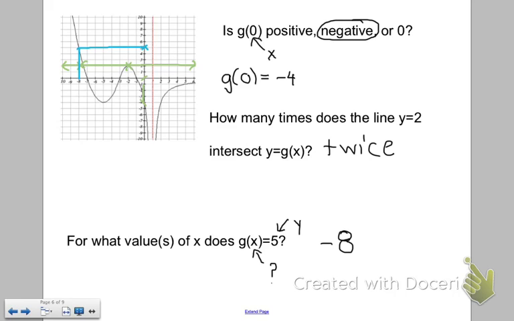So it's really, really important when you look at these questions to pay close attention to what piece of information they're giving you. If they give you the value, like they did in the first question, like 0, that's our x value. But if they give you the value of what it equals on the outside, that's your y value. So pay close attention to what piece of information they give you.